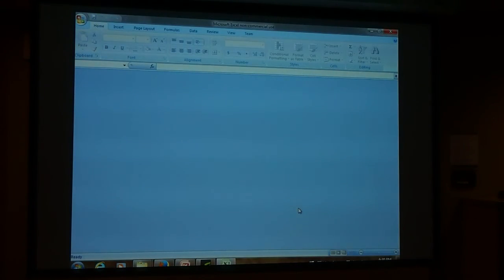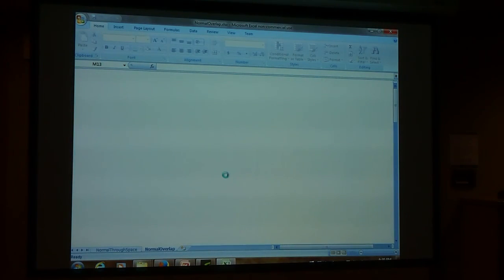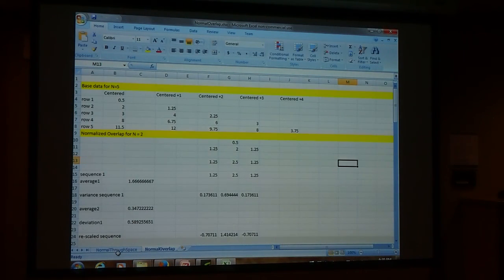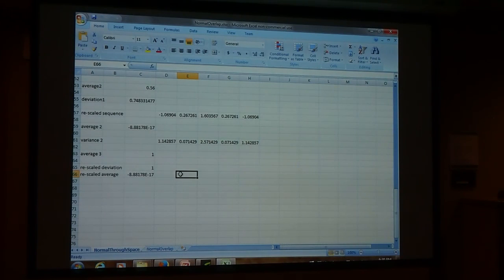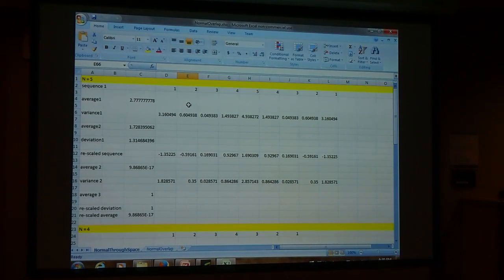So I'm going to show you an Excel file here. What I've done is I have treated this sequence as a statistical distribution. Here I calculate its average, and I use that to calculate its variance. And then I use that average to now calculate its standard deviation. And I use these two values to rescale it, like we saw in that previous equation.